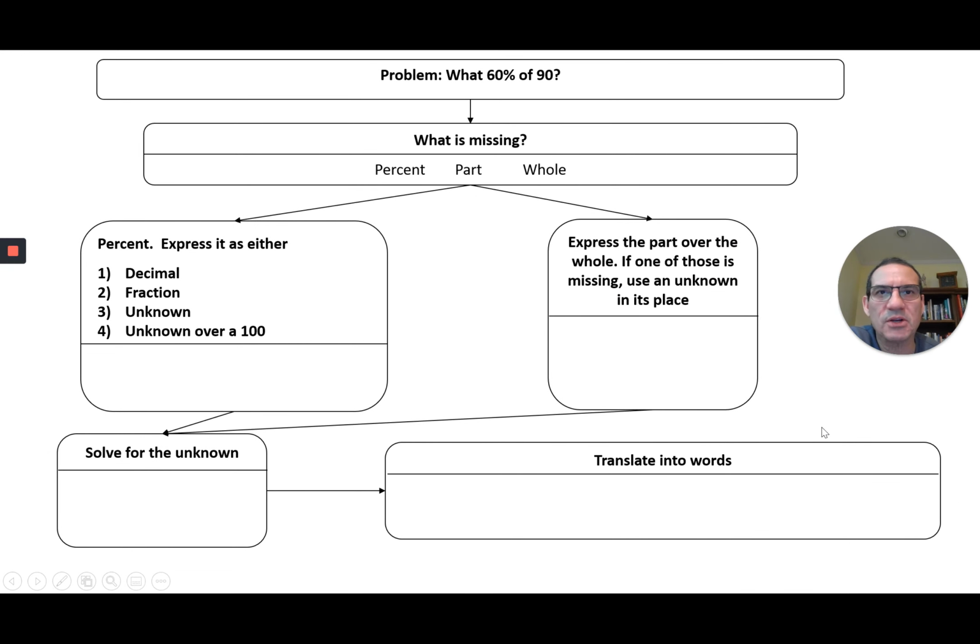What is 60% of 90? I think I forgot the "is" in there. So in this case, we're looking for the part, and since we already have the percentage, we have the choice to represent it as a decimal or as a fraction. So I'm going to do fractions here, and you as a teacher can decide which way you want to do it. And then the missing here is x, the part is going to be over 90. And then you make those equal, and then you solve the problem there, and then you translate into words. So 60% of 90 is 54.